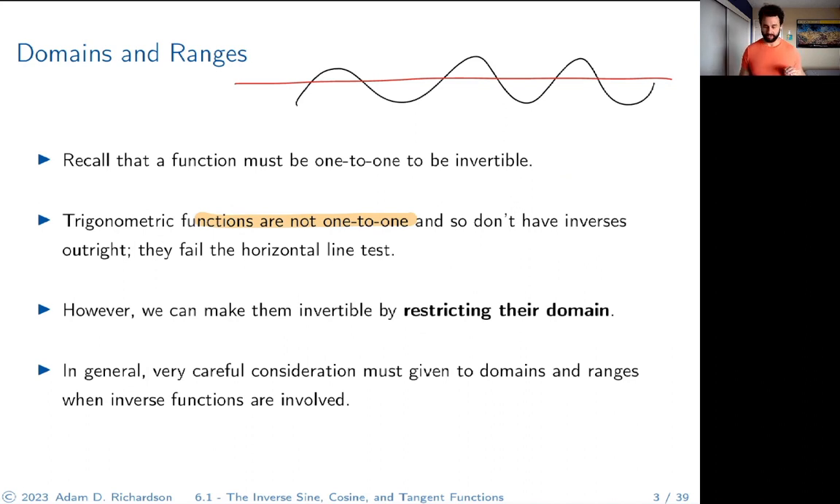We can make them invertible by restricting their domain. I mentioned this in the lecture for section 4.2, but we can talk about inverses of functions that aren't outright invertible if we can restrict their domain in a meaningful way. That's what we're going to do in this section. But I will give you this word of warning. In general, you have to give very careful consideration to the domains and ranges when inverse functions are involved. So just be cautious. Think about what the inputs are, what the outputs are, what the domains are, what the ranges are, because sometimes if you ignore those, problems will arise, as we'll see.